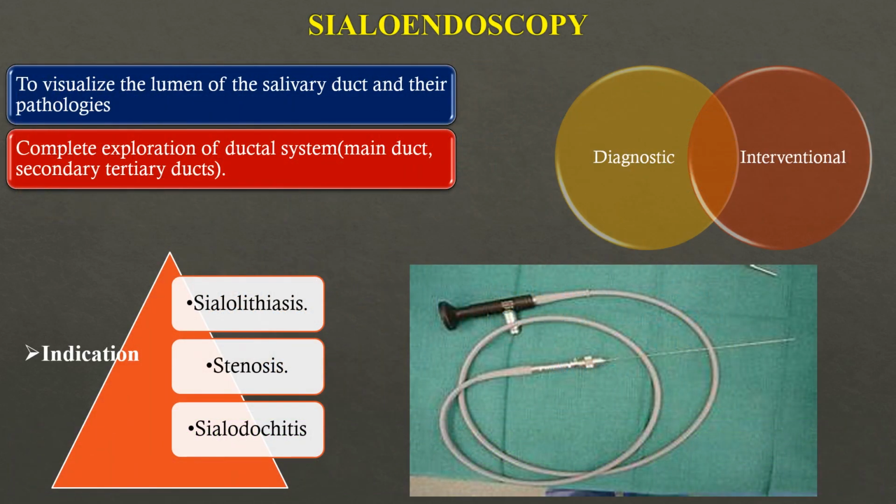Moving on to sialendoscopy, it is used to visualize the lumen of the salivary duct and their pathologies. It allows complete exploration of the ductal system. The main duct, the secondary as well as the tertiary ducts can be explored. It is both a diagnostic and interventional procedure. So it is indicated in cases of sialolithiasis, stenosis and sialodochitis.